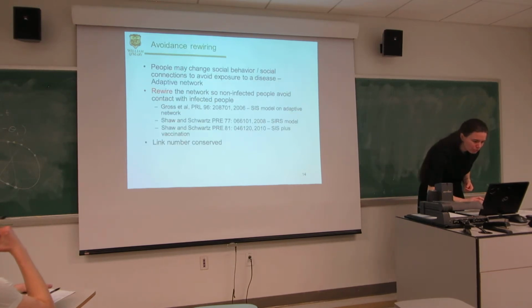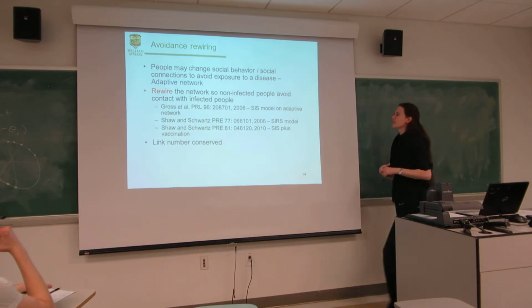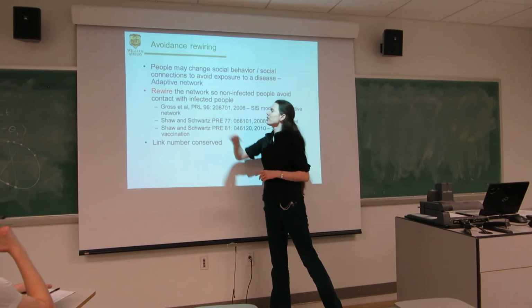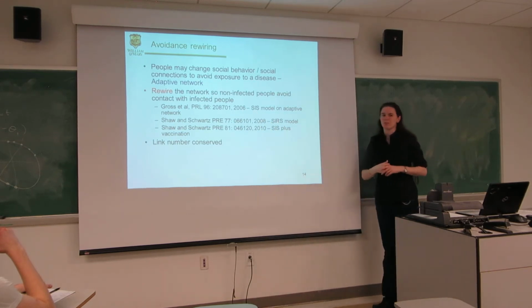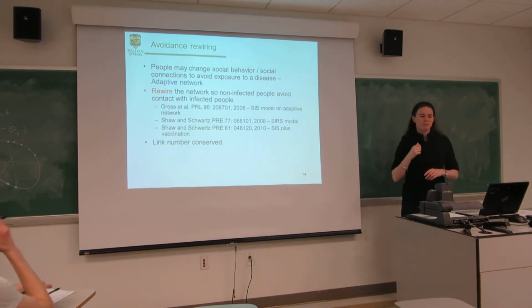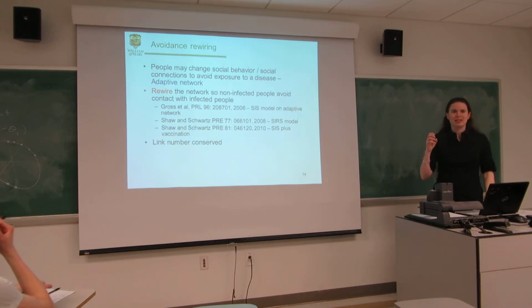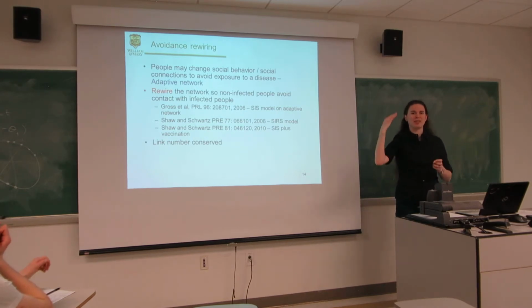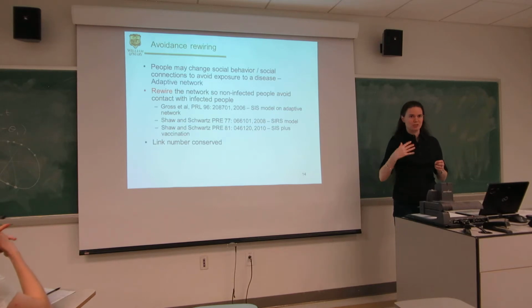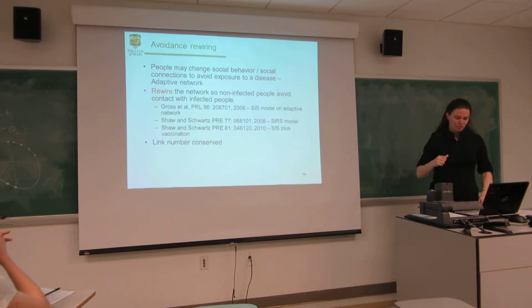The first version that was modeled was rewiring of the network. 2006 was the first paper of this type. The mechanism was that non-infected people would rewire their connections away from infected people because those are the risky connections, and they would instead pick non-infected neighbors because those are safe. And if you just rewire all of the connections, the number of links in the network is conserved and it makes it a little bit easier.